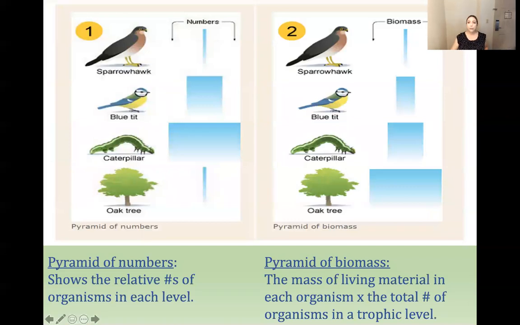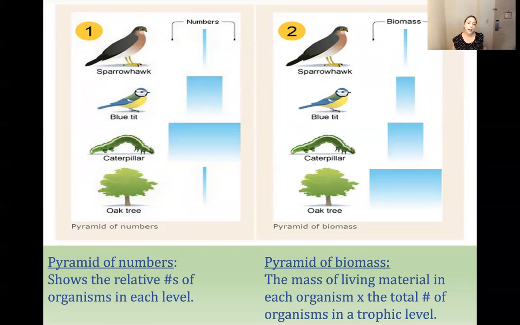Now, this is my final slide. So I asked you in the learning objectives to be able to explain the difference between a biomass pyramid and an energy pyramid. So first of all, this slide also has a pyramid of numbers, right? It's just showing you how many of each organism is at the trophic level. So like oak trees, you have a ton of them, you have fewer caterpillars, even fewer birds, and just one sparrowhawk.